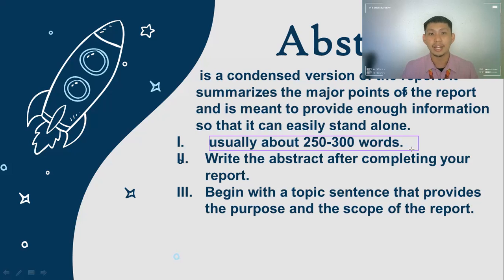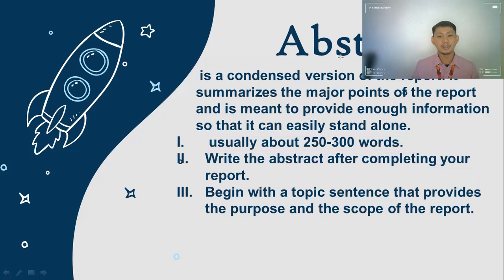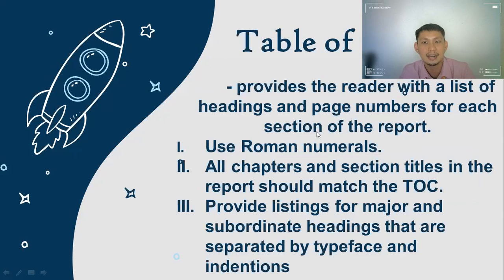When you are going to write an abstract, let me highlight this as well, you cannot write an abstract without finishing your report. You have to complete everything first before you can summarize it, right? And when writing an abstract, you can begin with a topic sentence that provides the purpose and the scope of the report. So that is an abstract.